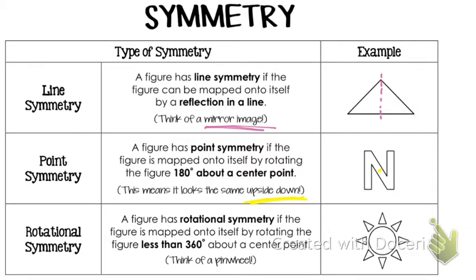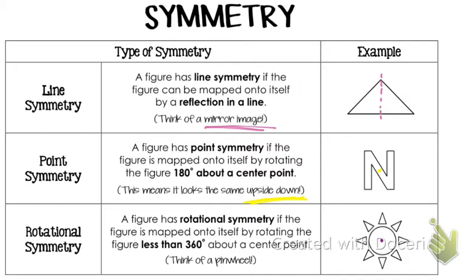Anyway, now we have this thing called rotational symmetry. Rotational symmetry, we're probably going to rotate it like we just got done doing in the last section. So a figure has rotational symmetry if it's mapped onto itself by rotating it less than 360 degrees around a center point. Now wait, why does it say less than 360 degrees, do we think? Because 360 is all the way back. 360 would be a full turn, so everything would be the same.